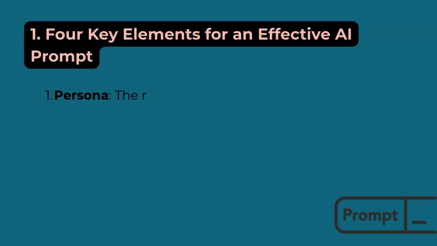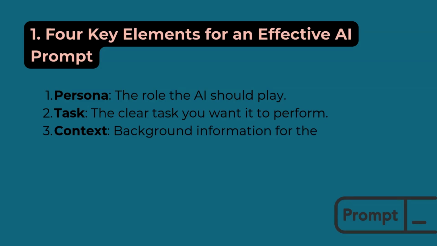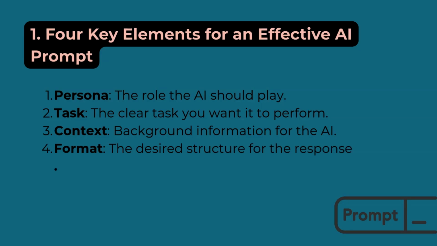So let's start with the 4 key elements for an effective AI prompt. Now, under here, you've got 4 key elements that you should always provide in your prompt. The persona, in other words, the role that you want AI to play. The task, now give a clear task that you want AI to perform. The context, give good background information for AI to follow. And the format, this is the desired structure that you would want your response to come back as.